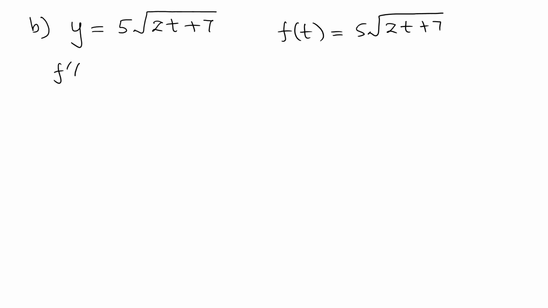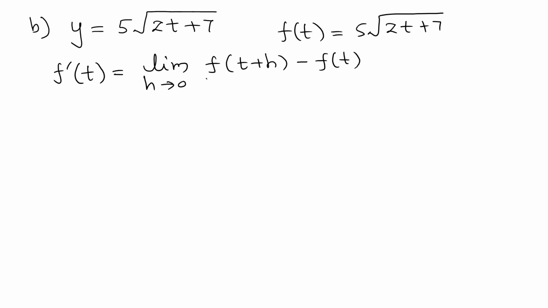So f prime t equals the limit when h goes to 0 of f(t plus h) minus f(t), divided by h. So that's the limit definition. So let's plug in here. So we have the limit as h goes to 0. If you plug in, you want to replace every t by t plus h. That's what you want to do.